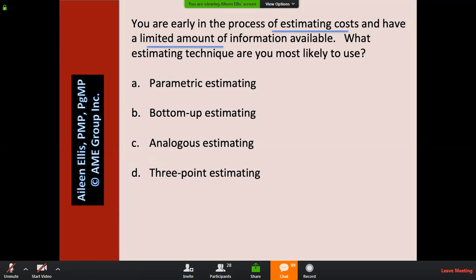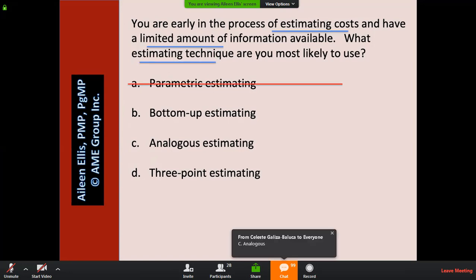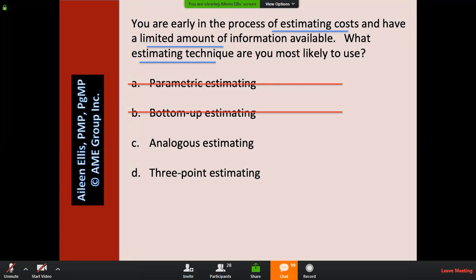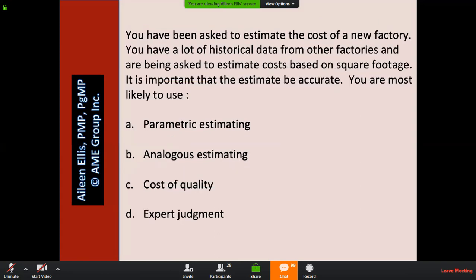So the key phrase in the question is limited amount of information. For parametric estimating, we need a lot of information to build an algorithm. So A is wrong. B, bottom-up estimating, we need a lot of detailed information. The right answer is analogous, meaning we need information on one past activity or maybe one past project. Three-point estimating is wrong because we need three points for every estimate. It's really important for the exam to understand the difference between parametric and analogous.